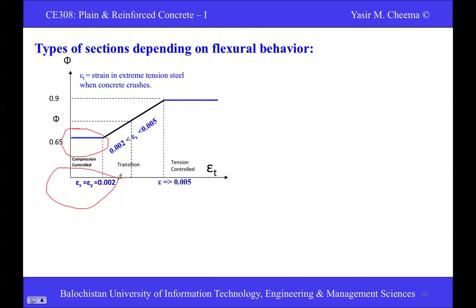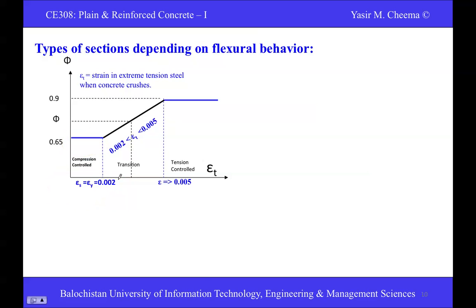Also, I can say it's a compression control criteria. You would guess the epsilon value is missing. If I say the epsilon value is this one, you would ask, sir, which control criteria? I would say it is compression control. So just make it like this.